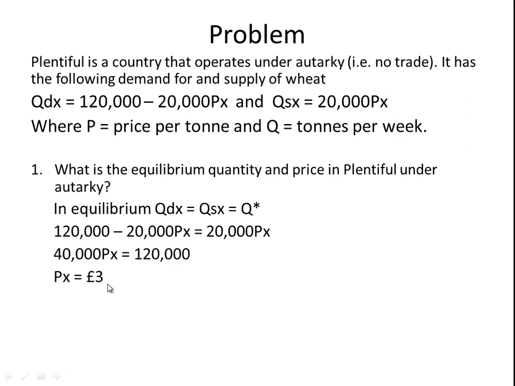Now we know that PX is £3. We can put that back, say, into the demand equation, right? So that's 120,000 minus 20,000 times 3, which makes that 60,000. So 120,000 minus 60,000 will leave us with a QDX of 60,000 tonnes. So in equilibrium, Q star is 60,000 tonnes of wheat. So we know the price is £3 and the quantity demanded and supplied is 60,000 tonnes when we have autarky. So that was the first question.